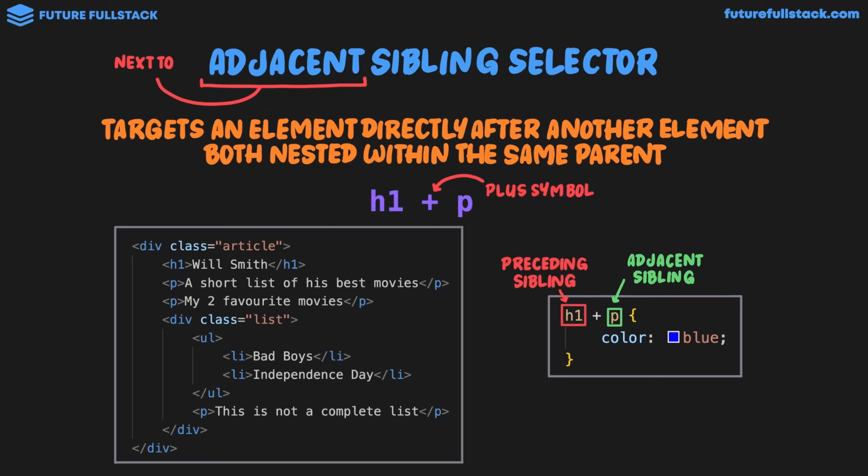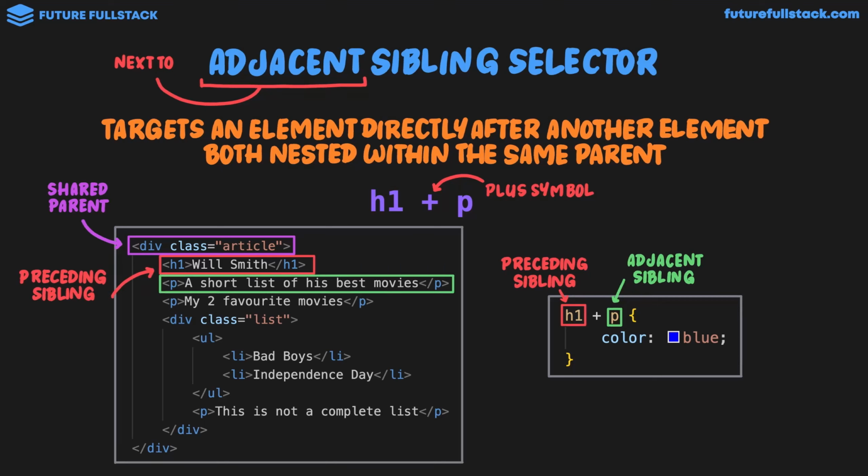Let's start with both nested within the same parent. That would be something like this div element here. It's a shared parent of nested elements. Now in our CSS, the first selector is the h1, which is the preceding selector. In our markup, the h1 is over here. So this is the preceding sibling. And the adjacent sibling is the element directly after the preceding sibling. So it's just this paragraph here.